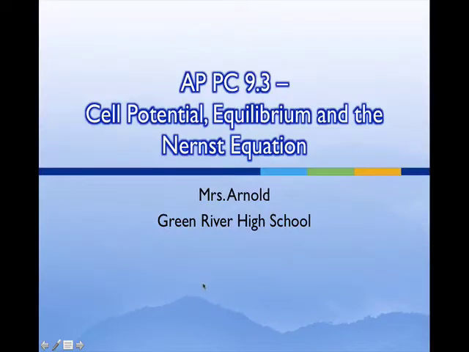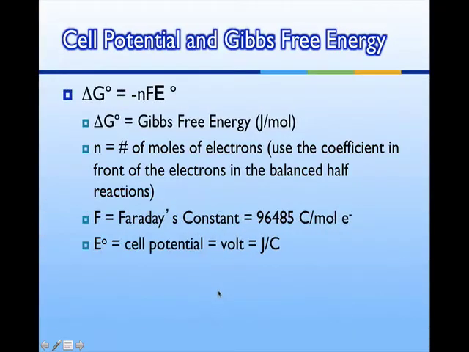This is AP Podcast 9.3, and we're going to talk about cell potential, equilibrium, and then the Nernst equation. So, cell potential can be used to calculate Gibbs free energy, which we talked about in the last chapter.